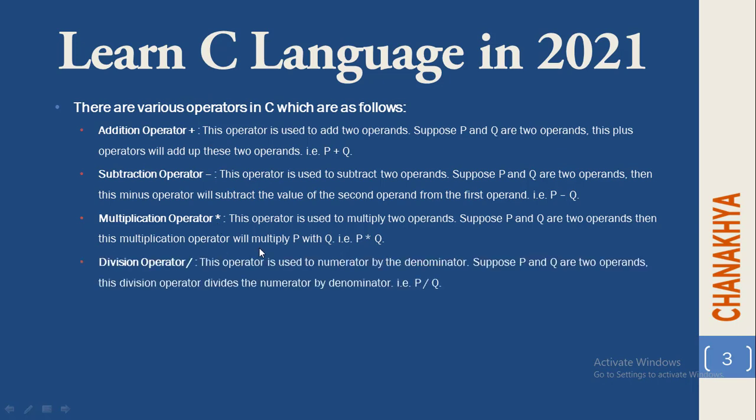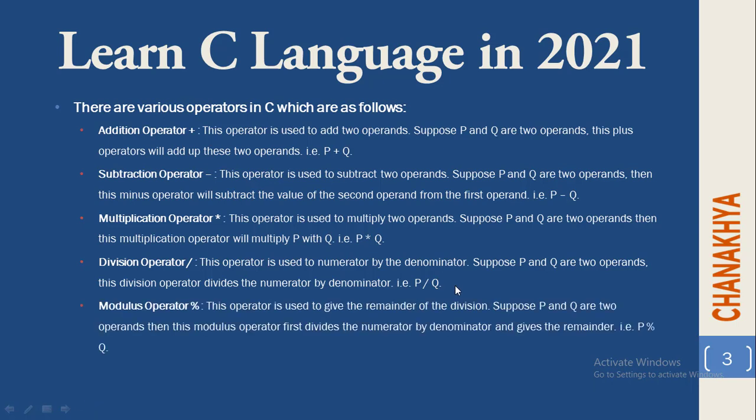Division operator. This slash symbol is used for this, and this operator is used to divide the numerator by the denominator. Suppose P and Q are the two operands. This division operator divides the numerator by the denominator, that is P divided by Q. Here P is the numerator whereas Q is the denominator.